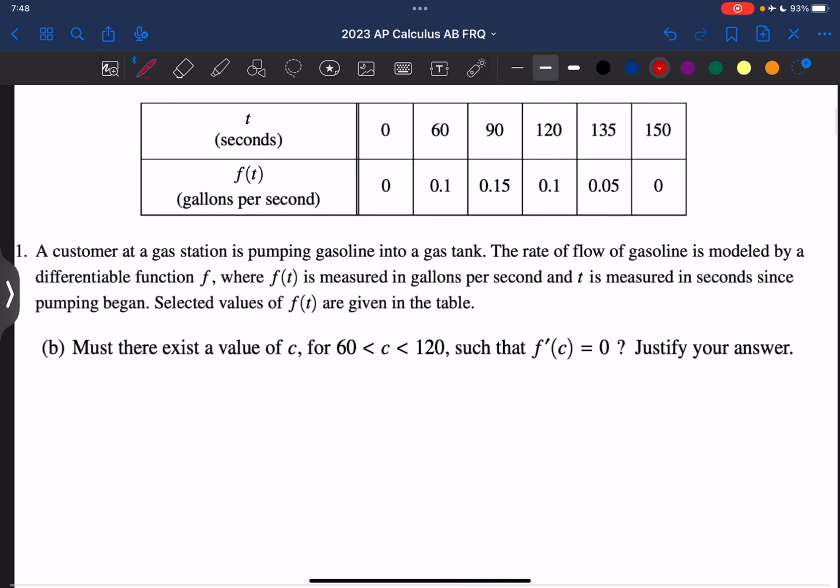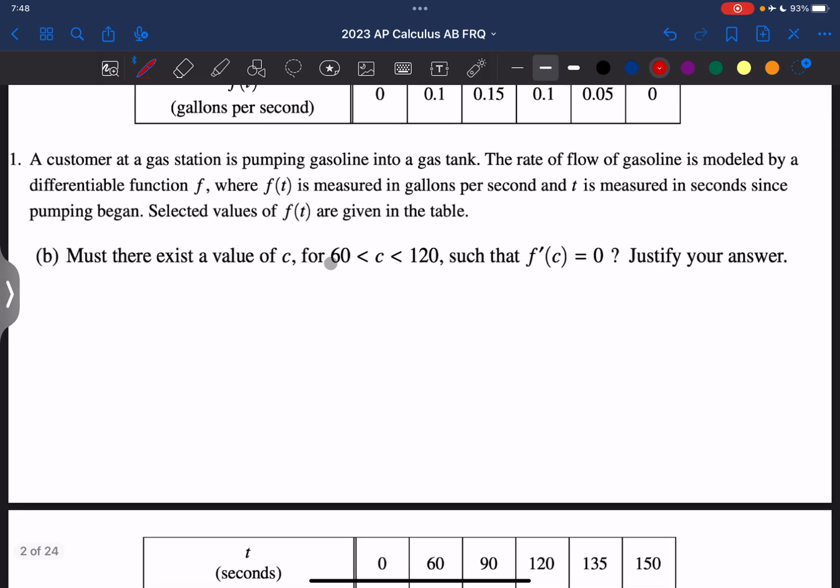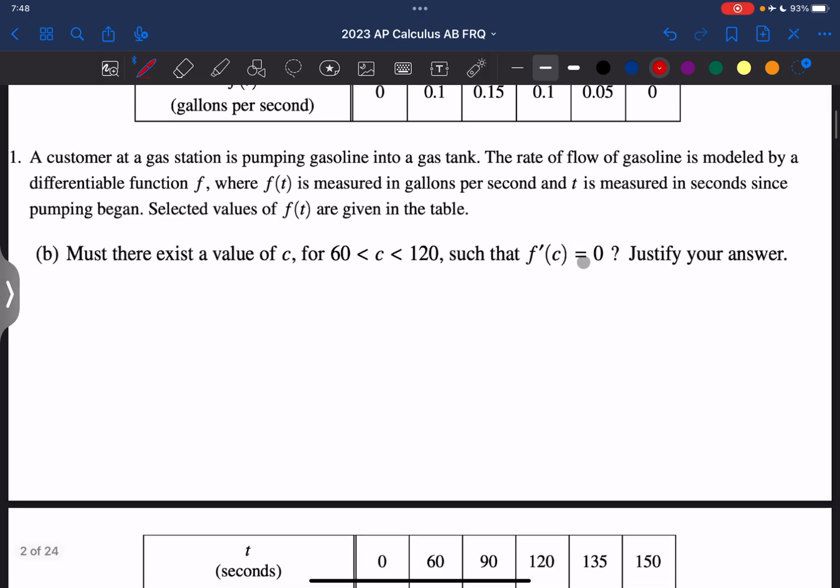Now part B says, must there exist a value for C on this interval 60 to 120 such that f prime of C equals 0? So when we ask, must a certain value exist that has a given slope, this is mean value theorem. Now mean value theorem only applies with a differentiable function. And thankfully, they tell us that we have a differentiable function f. And they don't qualify it by any intervals, which means f is differentiable everywhere. And so since f is differentiable everywhere, that means it's continuous everywhere.